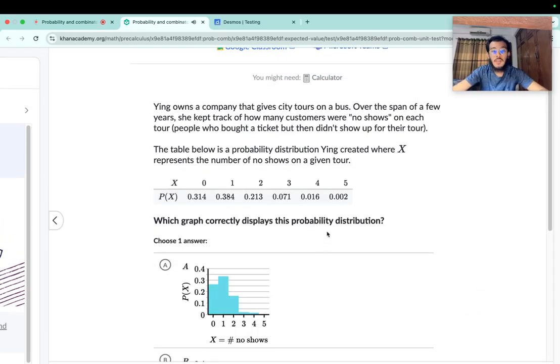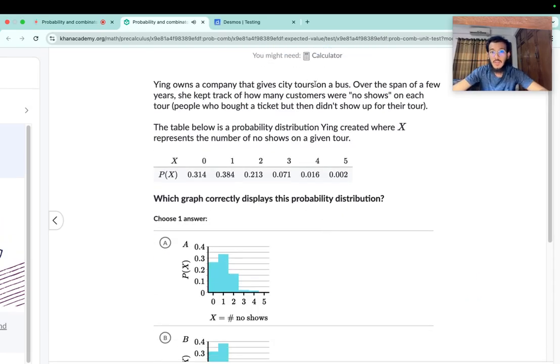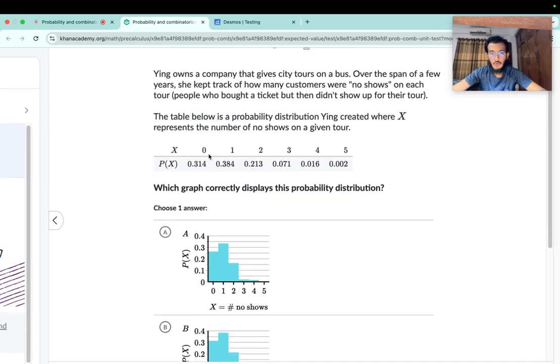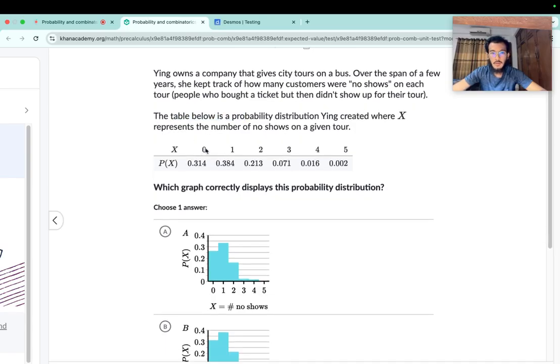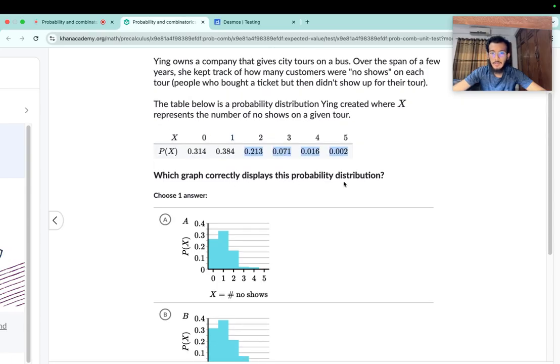Let's see. There we go. Ying owns a company that gives city tours on a bus. Over the span of a few years, she kept track of how many customers were no shows, which means that they paid for it but didn't appear on each tour. People who bought a ticket but didn't show up for their tour. The table below is a probability distribution Ying created where X represents the number of no shows on a given tour. So the probability that X is 0 is 0.03, and for 1, and so on and so forth. Which graph correctly displays the probability distribution table?